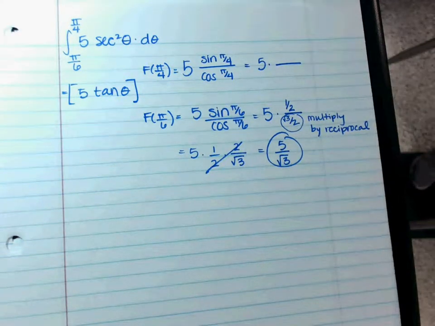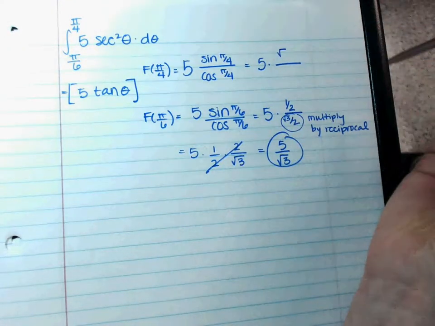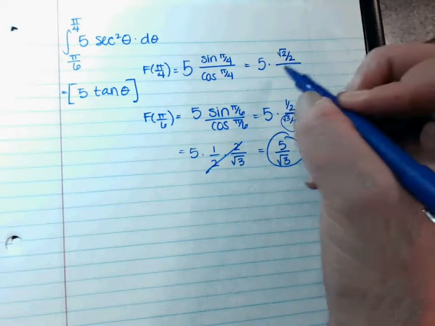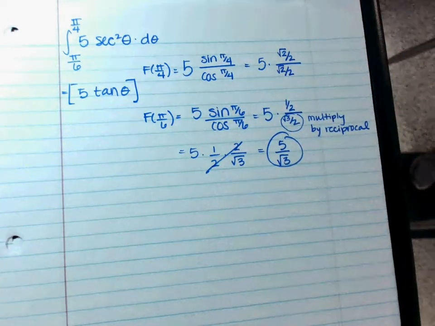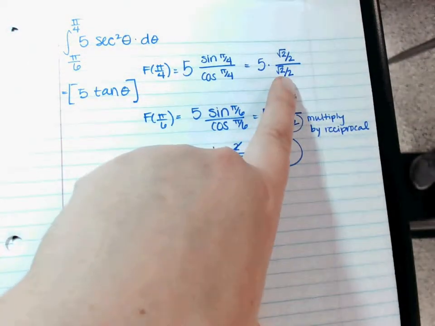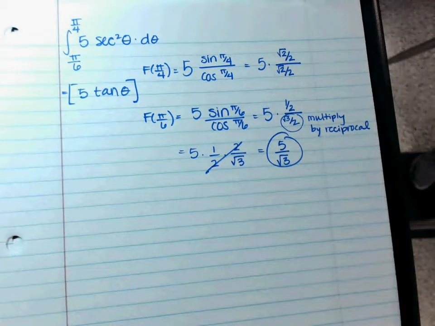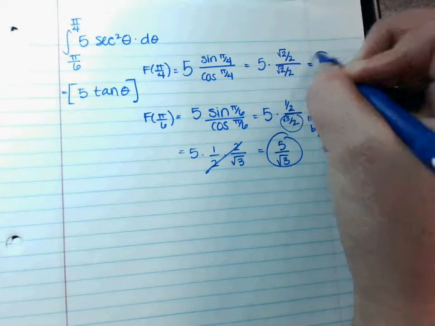Okay, think about it for a minute. Pi/4 is your middle finger. What's sine of pi/4? Root 2 over 2. What's cosine of pi/4? Root 2 over 2. And so if they're both root 2 over 2, when I flip this bottom one, what's going to happen? Cancel out. Or think about it, if you divide a number by itself, you get 1. So this is just going to come out to be 5.